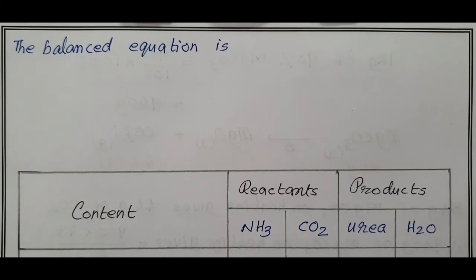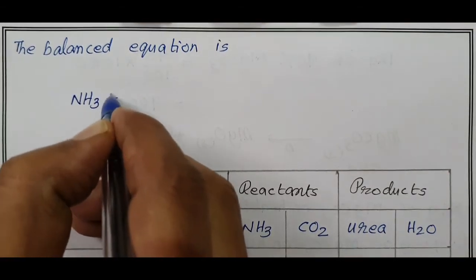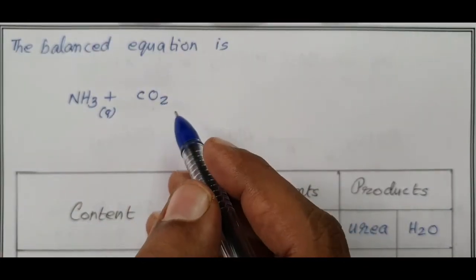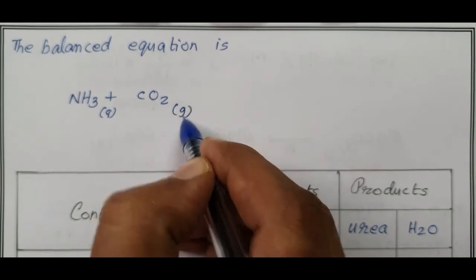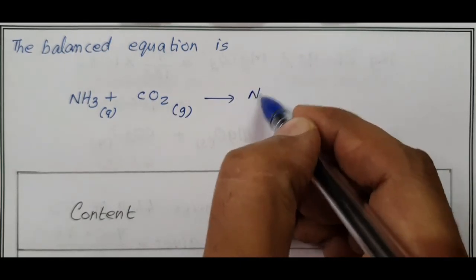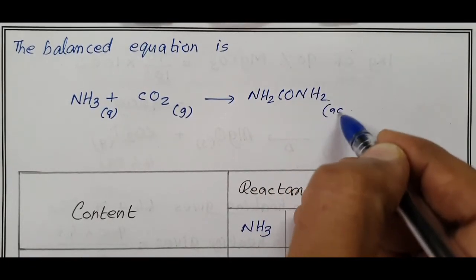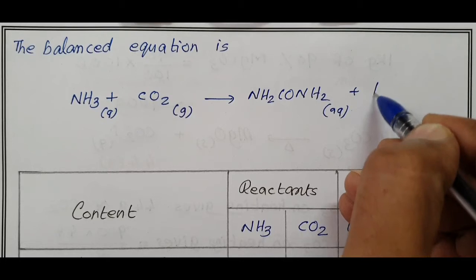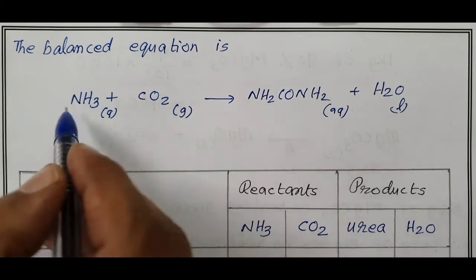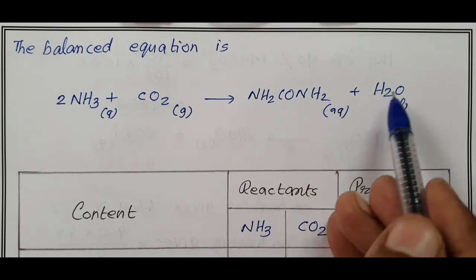First, I write the balanced equation. Ammonia NH3 in gaseous state reacts with carbon dioxide, this method used in the manufacture of urea in industry, and gives urea, an example of a diamide with the molecular formula NH2CONH2, obtained in aqueous medium, plus water molecule H2O, which is in liquid state. 2 nitrogen, 6 hydrogen, 2 oxygen on both sides.